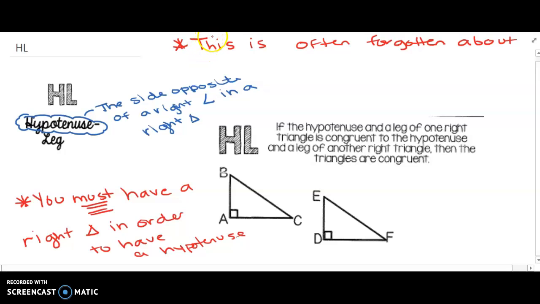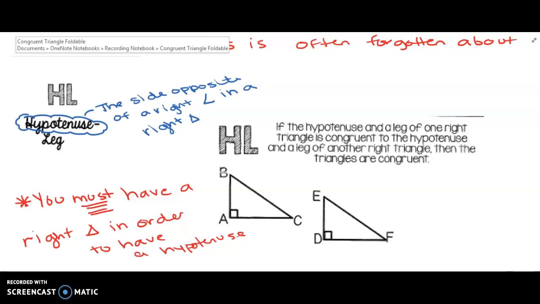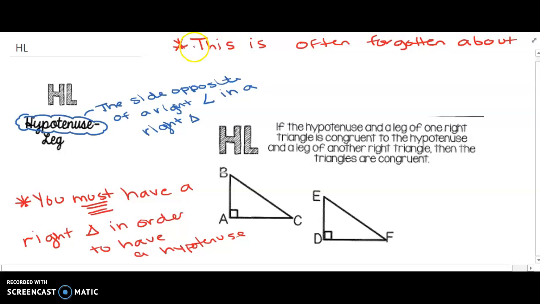That's not to say that right triangles can only use this theorem. Right triangles can use any theorem they want. But this theorem only works for right triangles. Okay, so in this diagram, we're shown that we have a right angle here and we have a right angle here. So we can use this theorem.